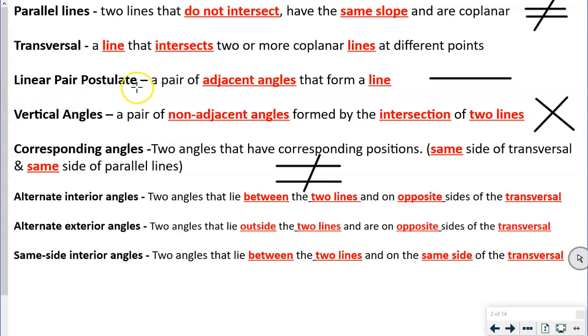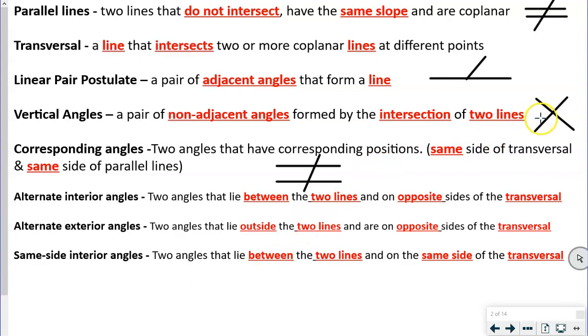A linear pair is a pair of adjacent angles that form a line. So this is the line, right? And then when I draw a line across that, it basically creates two angles, and these two angles to the left and to the right are what we call a linear pair. And we know that those are always going to add up to be 180 degrees because they're supplementary, like we dealt with yesterday.